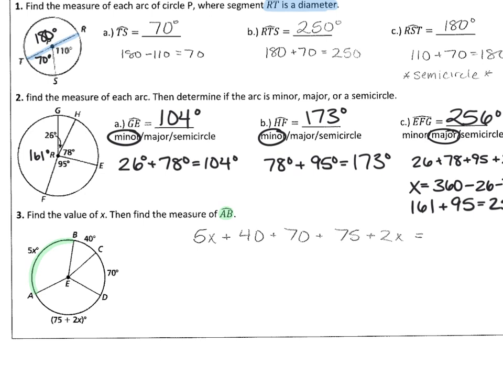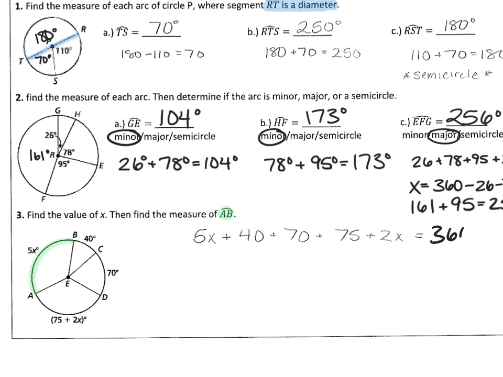So I've started to set this up, but I didn't finish. If you notice, I took 5x, which is AB. I took 40, I took 70, and I took 75 plus 2x. And I just added them all together. What should they be equal to? 360, because around a circle is always 360 degrees. So you need to help me out and finish writing that in.